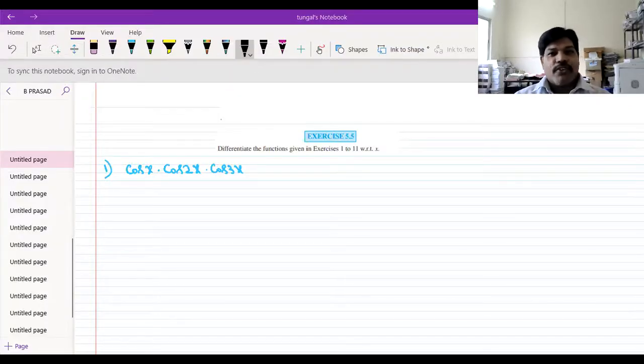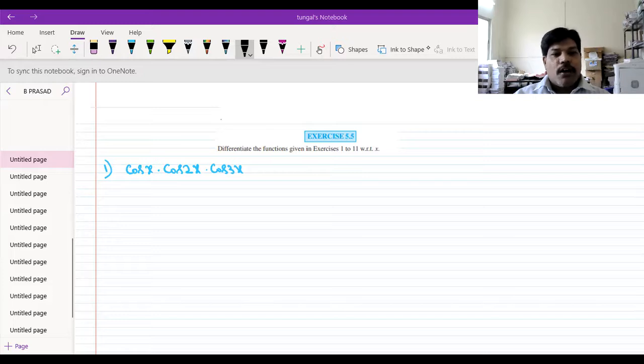So in the previous class, we started logarithmic differentiation and how to do it. See here in the exercise, we will do some questions. Differentiate the functions given in exercise questions 1 to 11 with respect to x. See the first question, students. What is the first question?